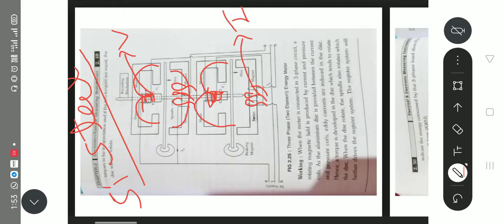In between these two magnets, series and shunt magnets, we connect one aluminum disc. In the corner we connect one braking magnet or permanent magnet. This is the permanent magnet or braking magnet. Okay, it is clear?